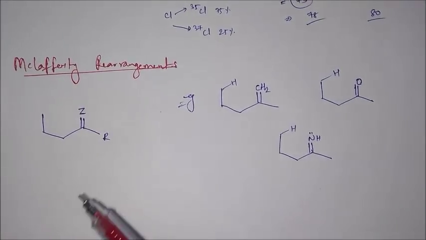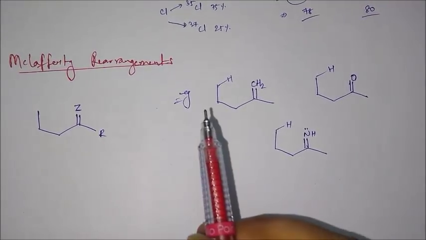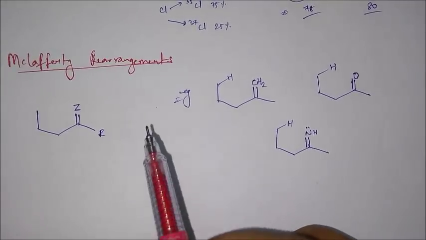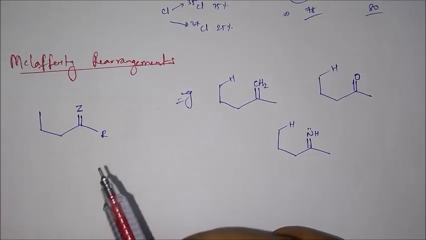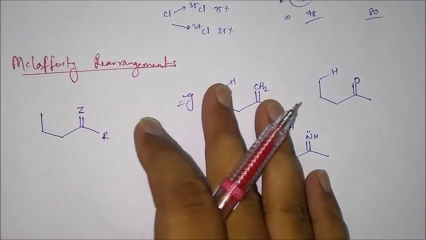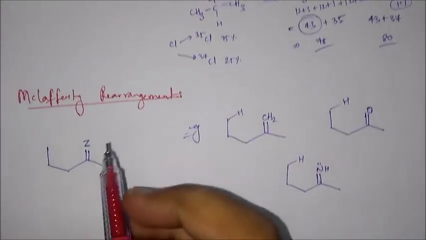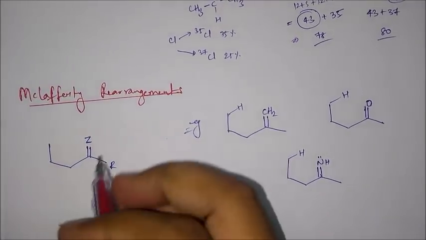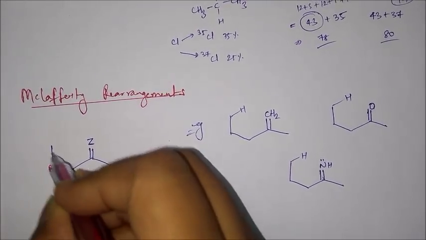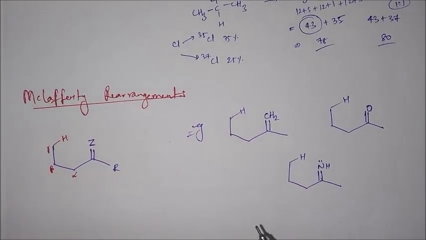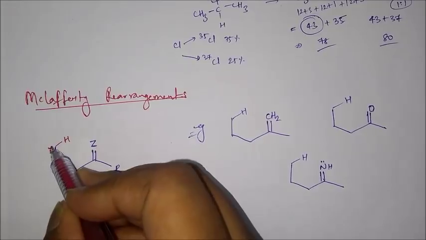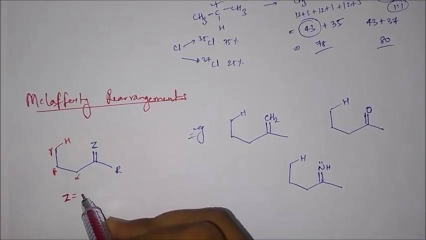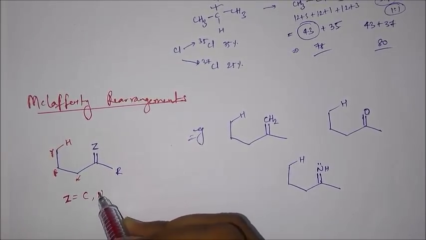Okay, so let's talk about McLafferty rearrangement. This is a very common fragmentation reaction observed in mass spectrometry. The basic requirement for this rearrangement is that the molecule should have a conformation like this. You should have alpha, beta, gamma positions, and at least one gamma hydrogen, meaning at the gamma carbon there should be one hydrogen. And this Z over here can be carbon, nitrogen, or oxygen.